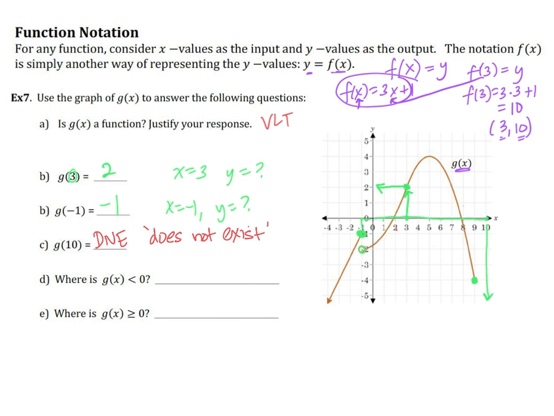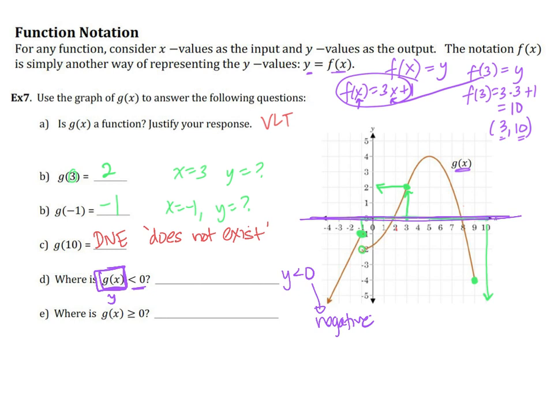So now the next section says, okay, where is g of x less than 0? So what is g of x representing? G of x is representing y. So in other words, it's saying when does y have values that are less than 0? Values that are less than 0 just mean negative. So it's saying when is y negative? Well, y is negative anytime the graph has values below the x-axis.